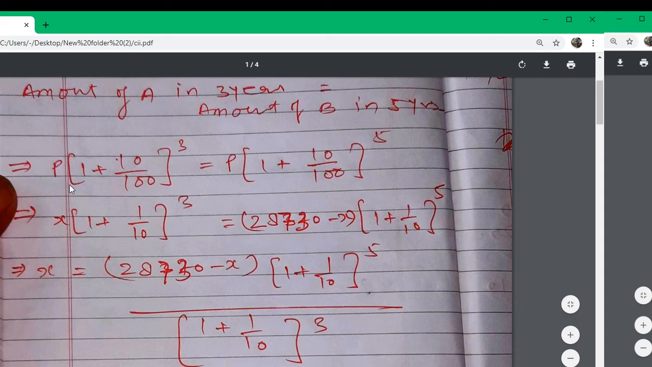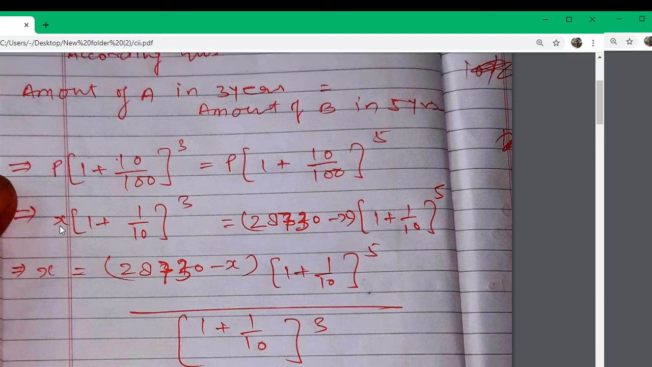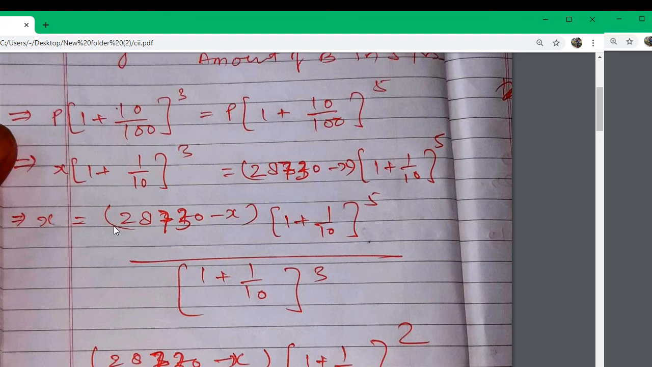Now write the value of P. Principal for A we had supposed X, so I have written X in place of P, and principal for B I had supposed 28,730 minus X, so there is this amount. Okay, then start solving the question.